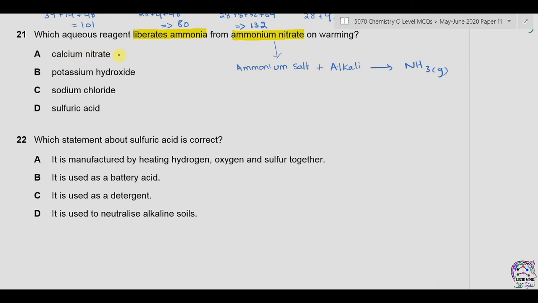A is calcium nitrate, so it is a salt. This is incorrect. B is potassium hydroxide, it is an alkali. C is sodium chloride, again it is a salt, so incorrect. D is sulfuric acid, so acid is not needed. So the correct option is B.